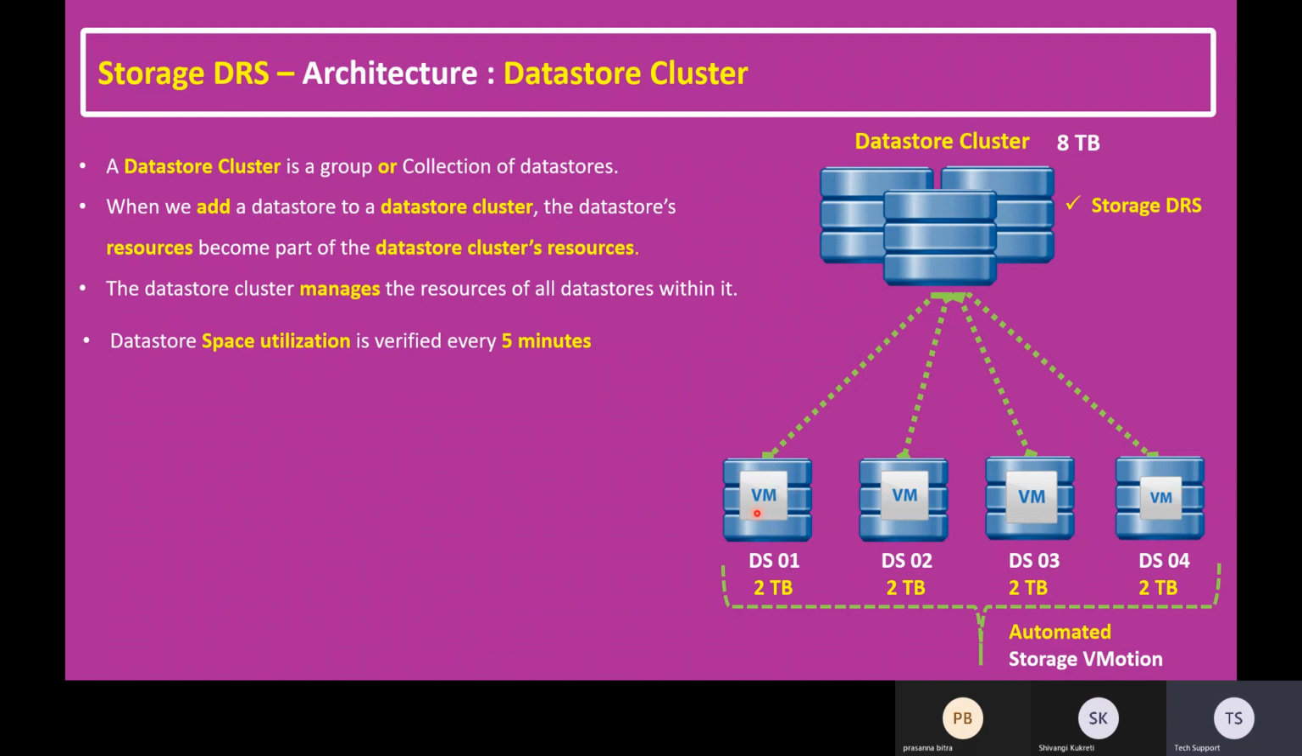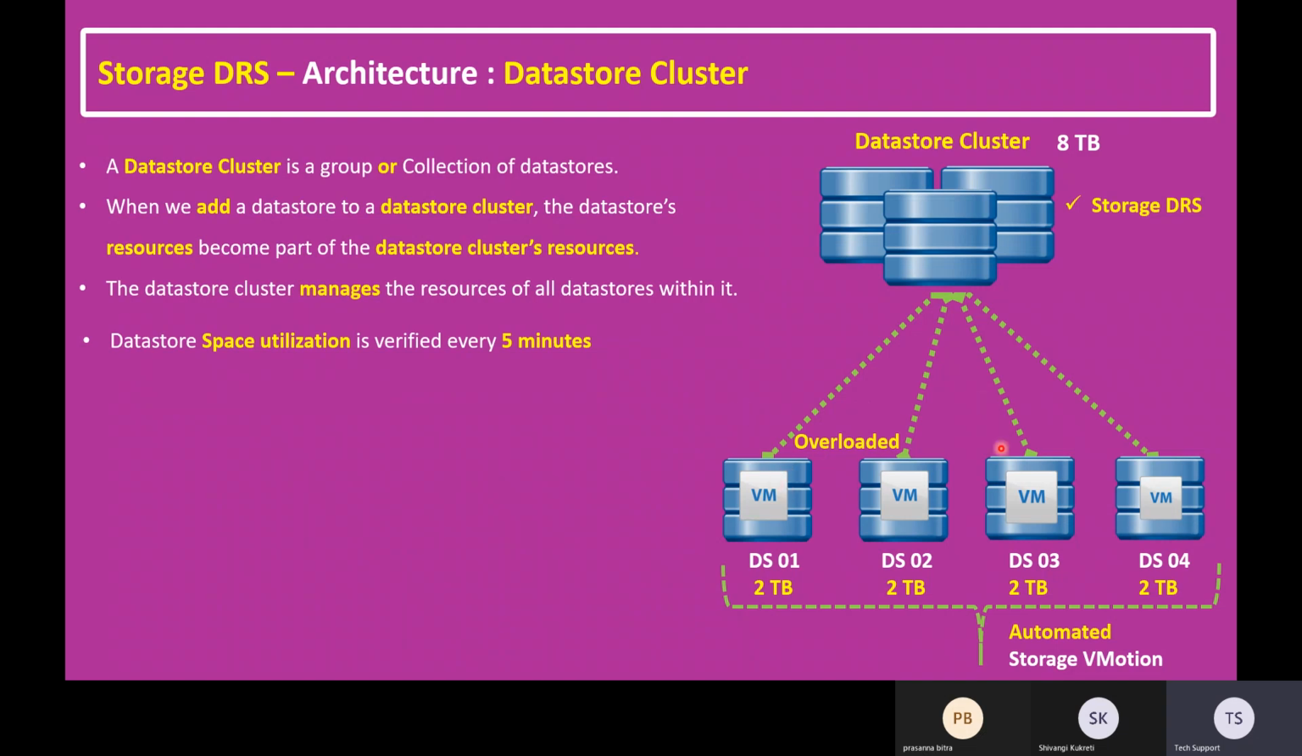Let's say any data store has high consumption, or some user increases a few virtual machines' disk sizes. When the user increases the virtual machine disk size, it will impact the data store size also. If any one of the data stores is overloaded, generally the recommended utilization is 80%. If it is over 80%, that means the data store is overloaded. It can be the first data store, second data store, or any of the other two.